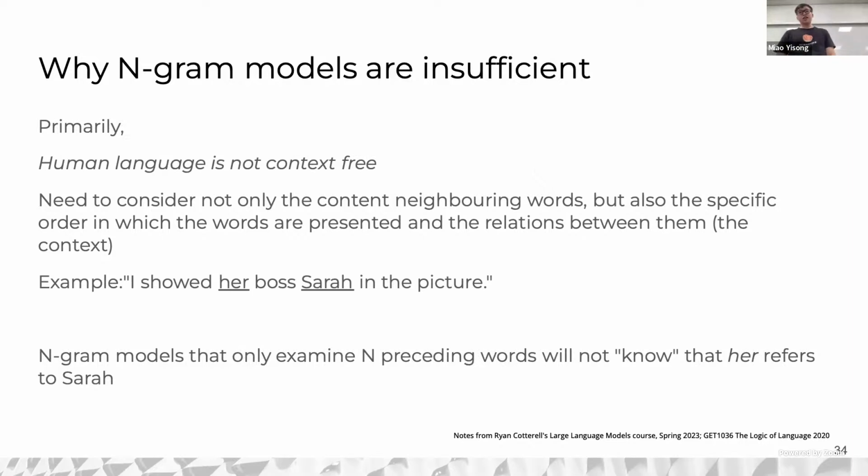So we've already seen how N-gram models can be insufficient. Another reason is that human language is not context-free. We cannot just consider the words themselves, because the specific order in which the words are presented and the relations between them also encode information. In this example, I showed her boss, Sarah, in the picture. If you only examine preceding words, you will not know that the pronoun her refers to Sarah, which comes later.